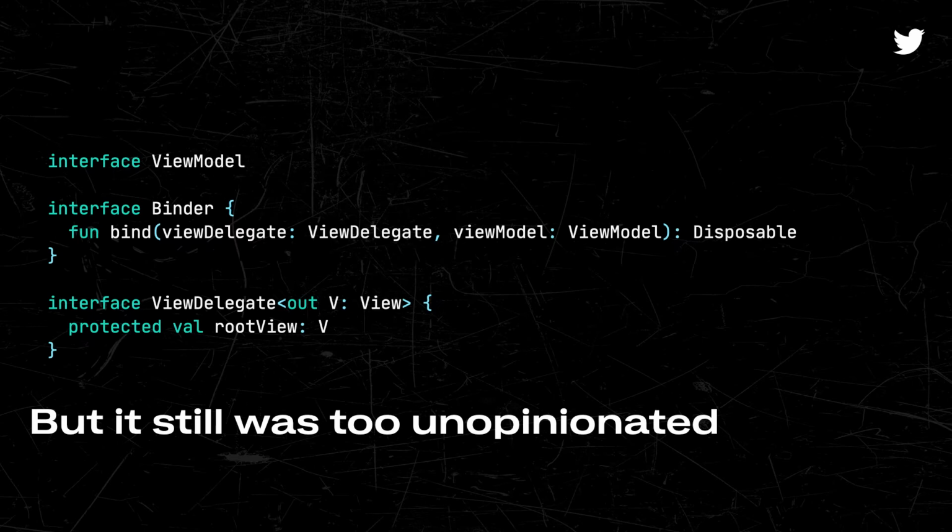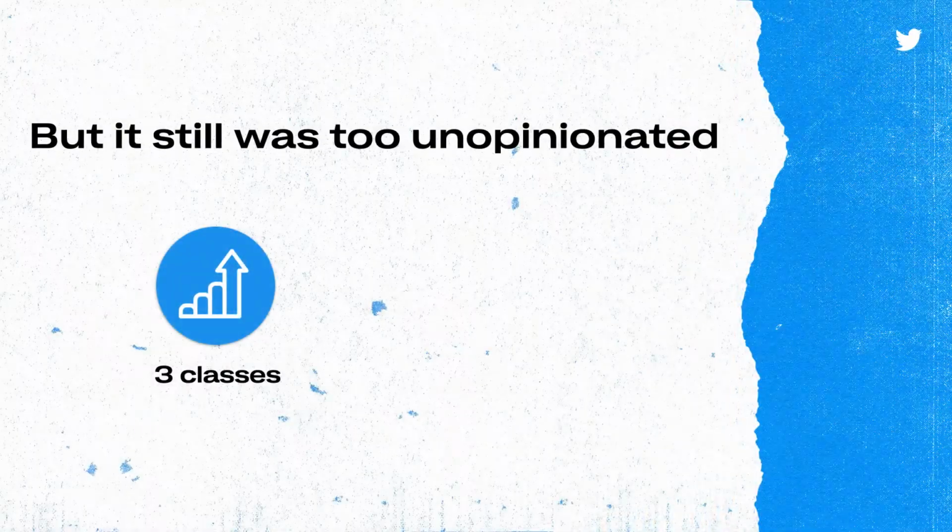But we tested it and it was still too unopinionated. We're going to see why. As a feature developer, you had to write three big classes. You would have to write a view model for the business logic. You would have to write a view delegate, which was like our view part of MVVM. And you would have to write manually this view binder, which was in charge of the data binding. And that felt like too much.